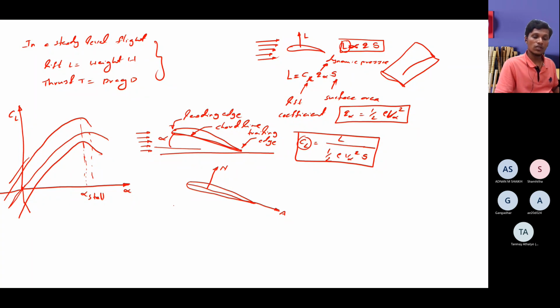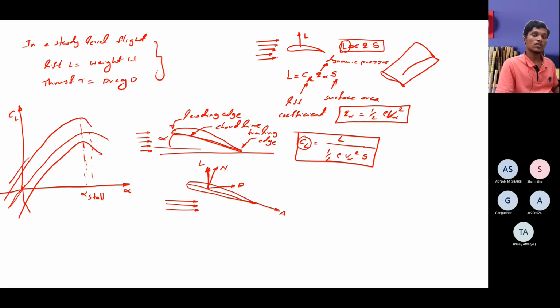But lift is actually defined as, if this is your incoming flow, suppose assume it is horizontal, the component of the force that acts perpendicular to the flow direction. If the flow direction is horizontal, the amount of force acting perpendicular to the flow direction is what we call lift. And drag is the amount of force acting parallel to the flow, and it is denoted by the letter D.